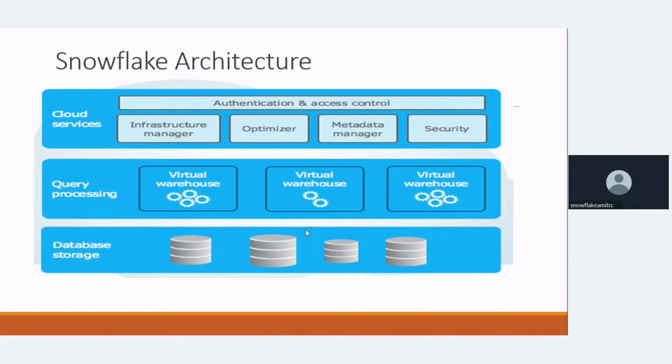Here we have the metadata manager, the optimizer, and all those things. The optimizer will optimize the query. The metadata manager will have all the addresses of the data, right? So first it will be sent to the cloud service layer, then it will get the data from the metadata manager, then it will be sent to the query processing layer, and then to the database layer to get the actual data. So the cloud service layer is the brain of the architecture.